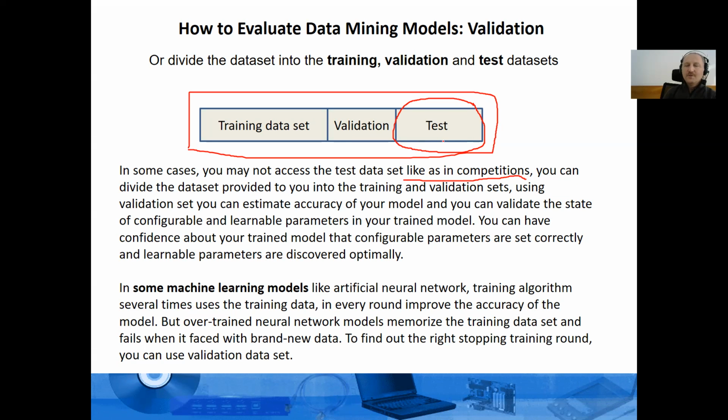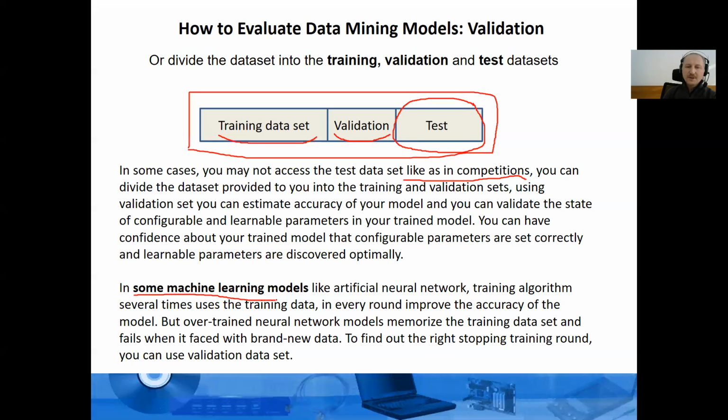In that case, what you need to do is divide your data into 2 parts: training data set and validation data set. You can use some part of your data set to train your model, and the second part of your data to validate the configuration of your model or to test the accuracy of your model.